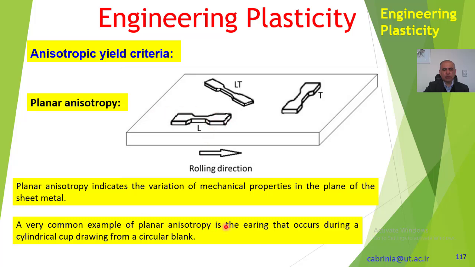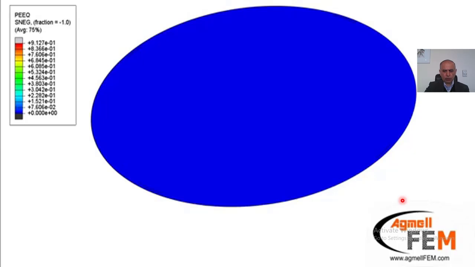A very common example of planar anisotropy is the earring that occurs during cylindrical cup drawing from a circular blank. This is a sheet metal operation when we use dies and molds to draw a circular blank into a cup. This cylindrical cup is a very common mechanical part in industry. For all kinds of drawings, we use sheet metal. I'm going to show you an example of this.